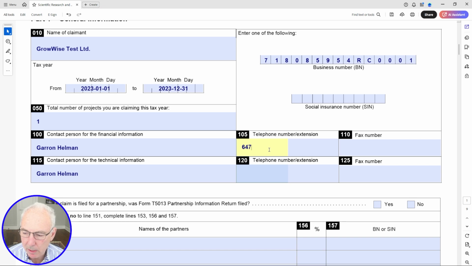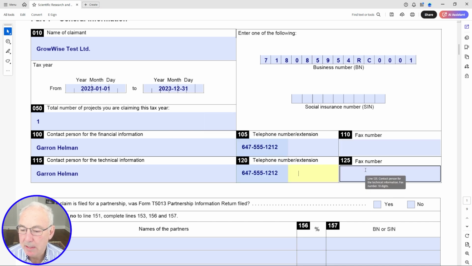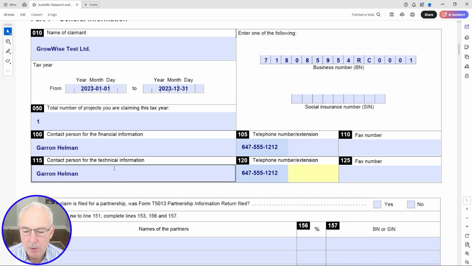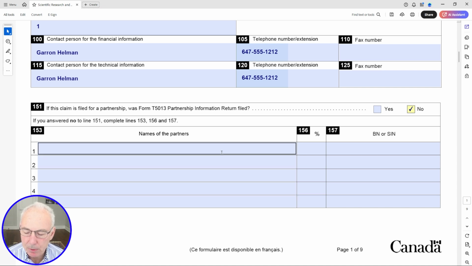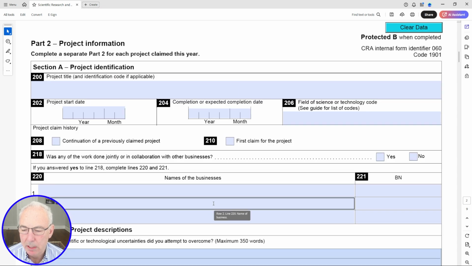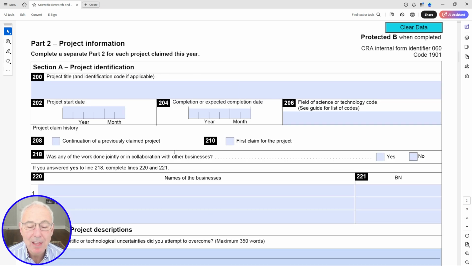Put your phone number in. Don't put any spaces in. It will automatically put in other spaces for you. We're going to leave the fax number blank. There's no need to enter it, but you do need to put in a phone number and your name over here. The next question is, was this claim filed for a partnership? We're going to say no. Again, if you have a partnership, you should probably consult an expert on what to do and put the partners in here and the percentage of the business that they own. So that's it for part 1 of the T661.